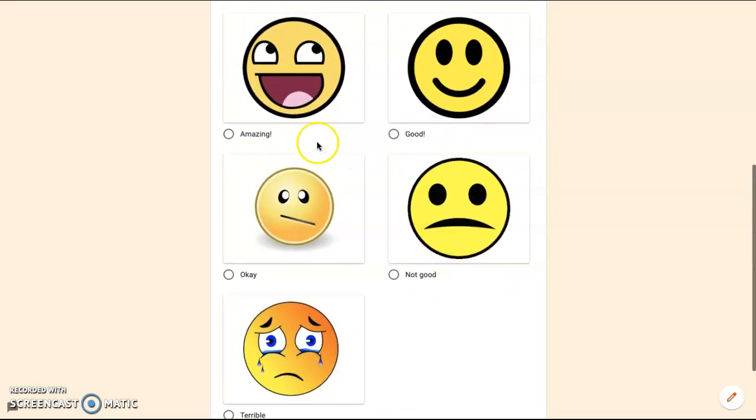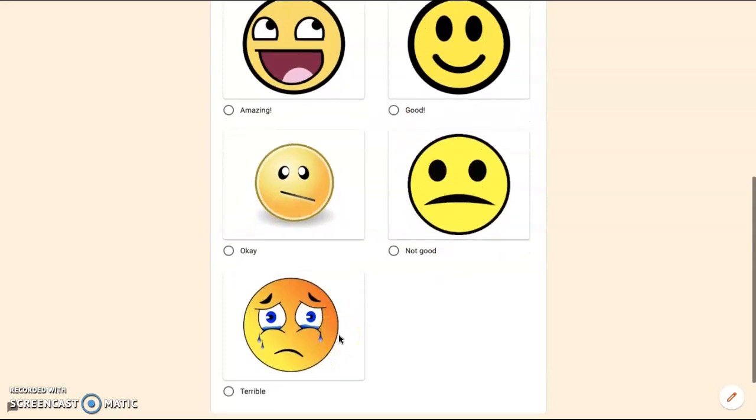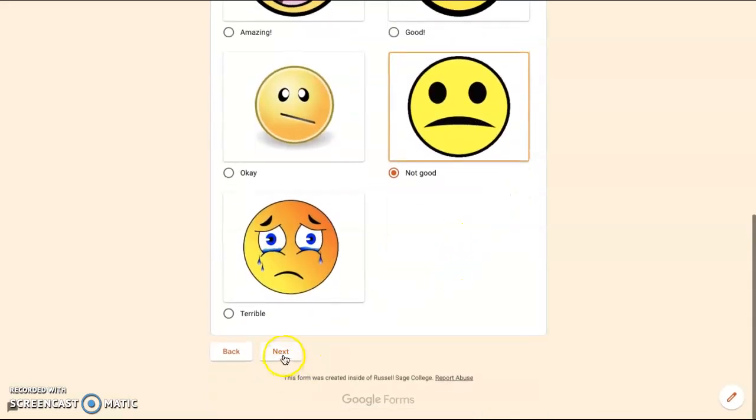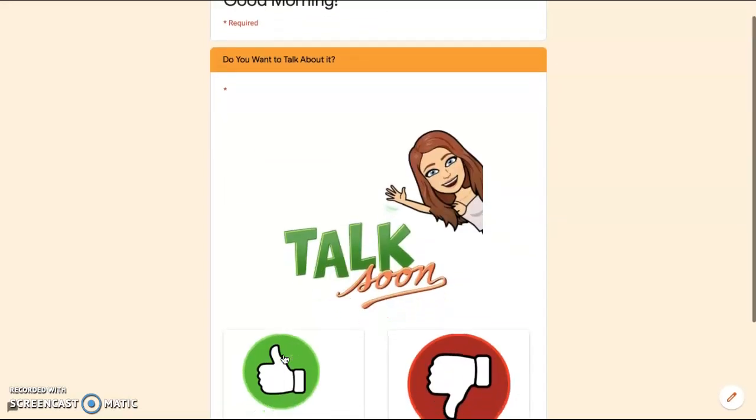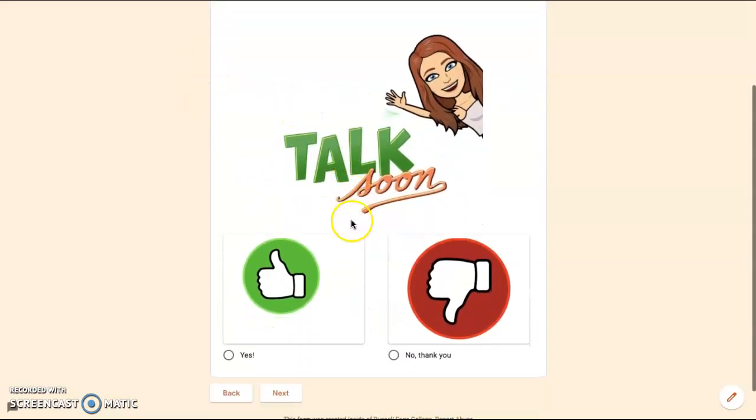So if a student answers amazing or good, then they will be done with the form. But if they answer okay, not good, or terrible, then it will take them to a different question. So if we answer not good, it then asks them if they want to talk about it. The students can then answer yes or no.